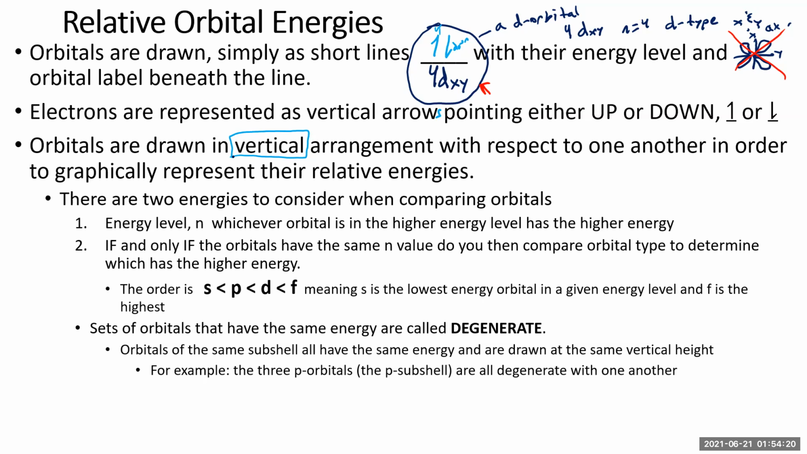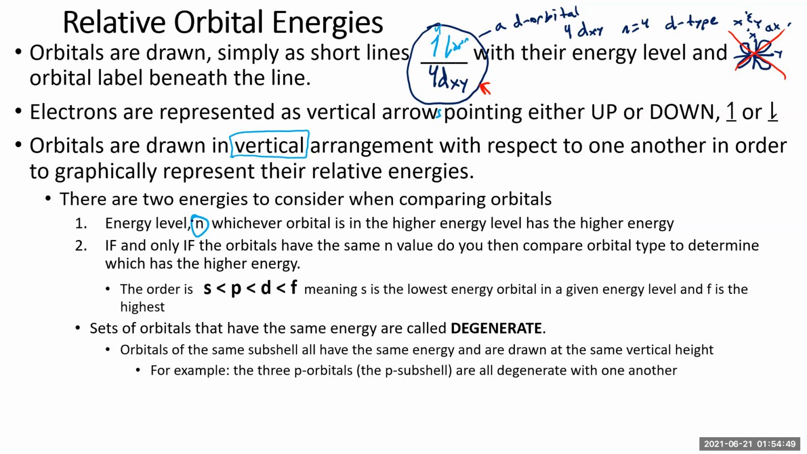A 5s orbital is higher in energy than a 4d orbital. A 7p orbital is higher in energy than a 6f orbital. Again, there's no such thing as a 5f orbital. The first consideration is the energy level. If the energy level is larger, if the n value is bigger, then that orbital is higher in energy.